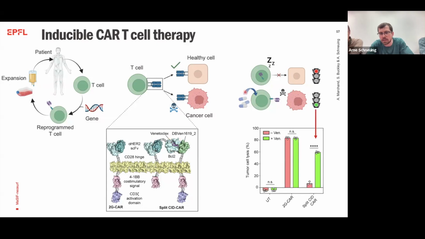And some data that Madalena generated here is, a 2G CAR is always on, and then the split CAR is much more active when venetoclax is present. There's some basal activity, but you see that there's a large increase once you give venetoclax. And this can be useful because HER2, for example, is on some cancers, but it's also on some healthy cells. So, yeah.